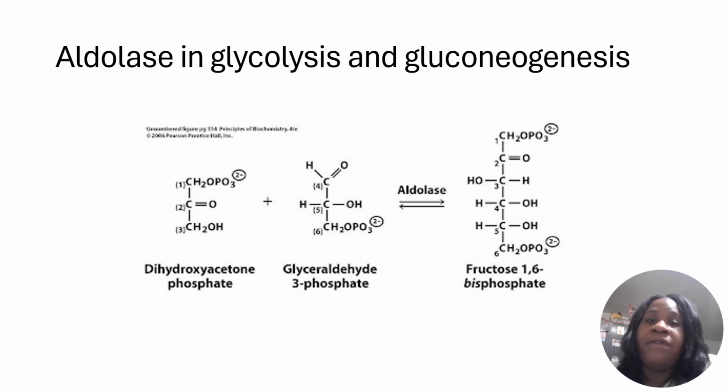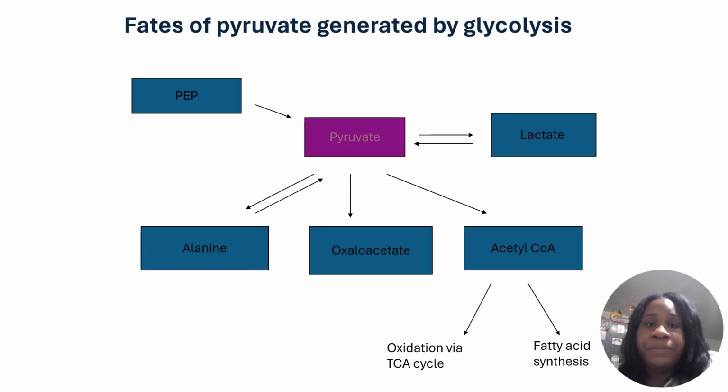This is a crucial point of regulation for the gluconeogenesis pathway, since it's one of the few gluconeogenesis steps that is not just the opposite of the corresponding glycolysis phase. In both pathways, aldolase plays a key role in the regulation of glucose metabolism, and this activity can be influenced by various factors, including the availability of substrates and the energy needs of the cell.